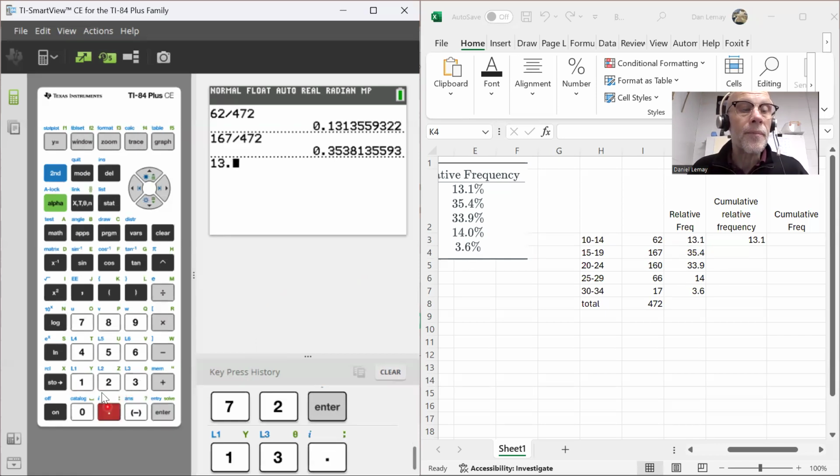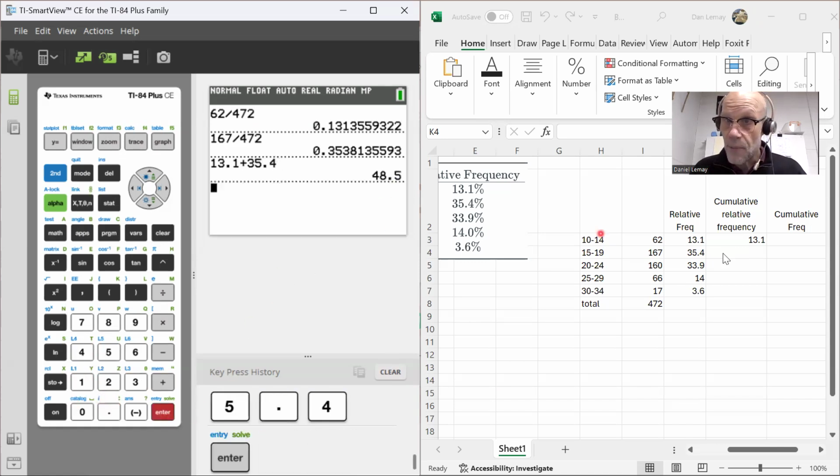13.1 plus 35.4. Some people get confused when I'm throwing too much in the spreadsheet, so I like to do it out by hand. So 48.5 would be the next cumulative frequency. That'd be the cumulative frequency for all the bins or all the classes less than 19, or 19 or less. I guess it would be 19 or less.